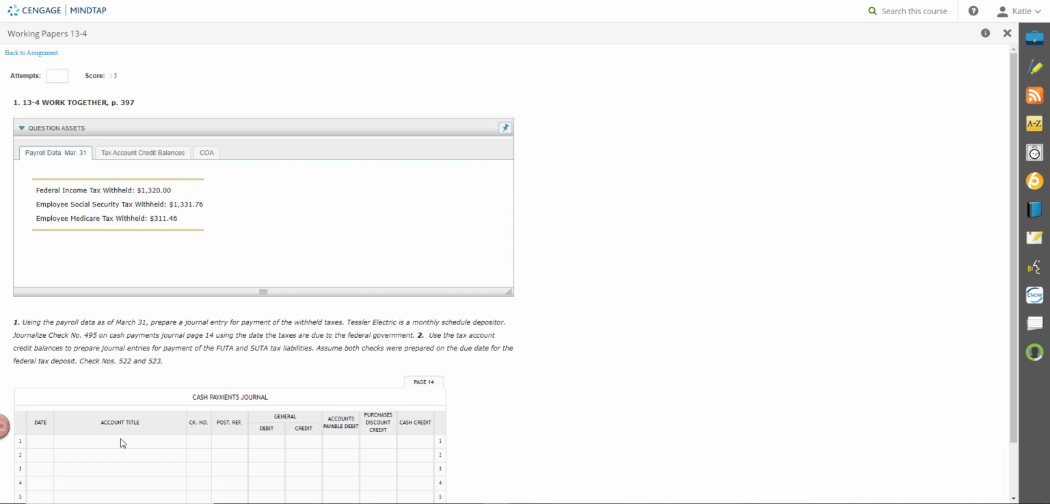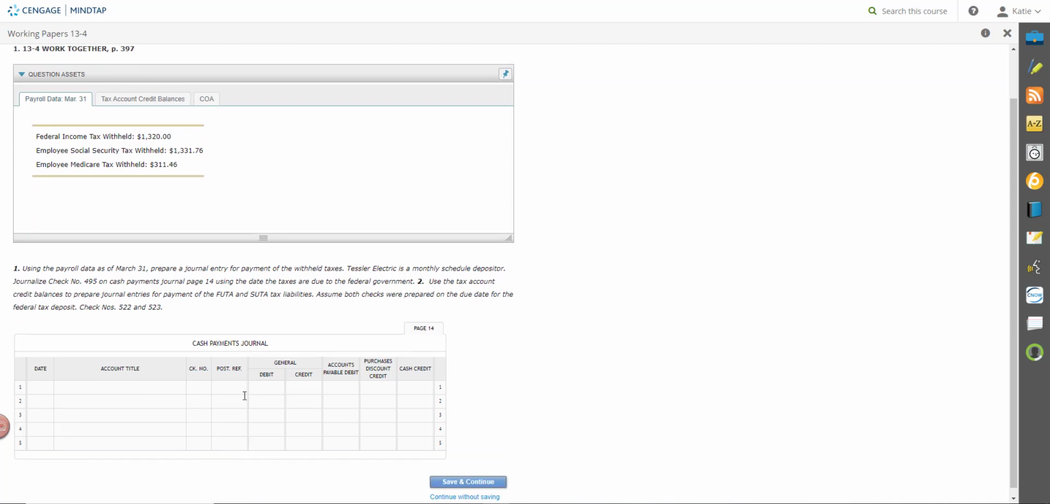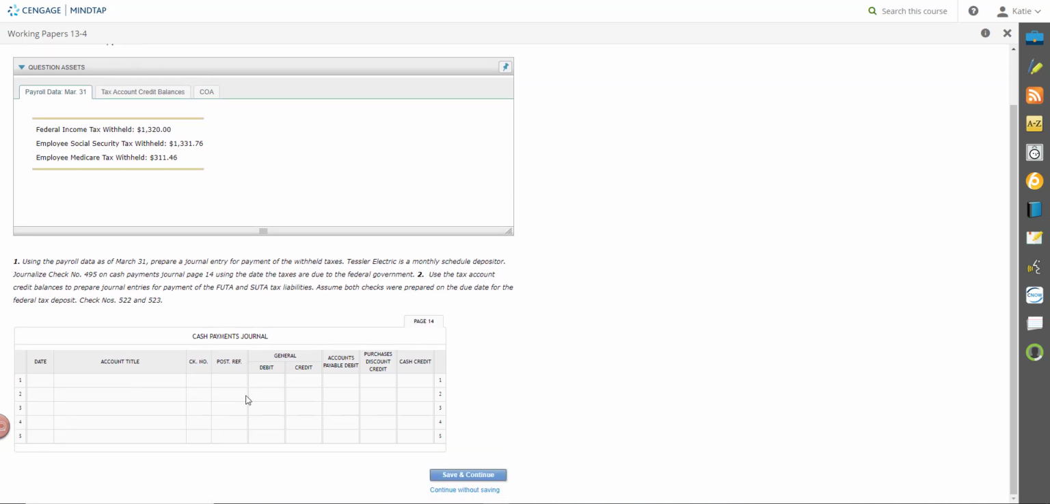to the federal government. Well, how's that for vague? What they are expecting us to know is when we talk about a monthly scheduled depositor, that when we take a look at as an employer, they said they're a monthly scheduled depositor. So these are going to be the amount of taxes withheld through the month of March. So it needs to be scheduled to be paid by the 15th of the next month.